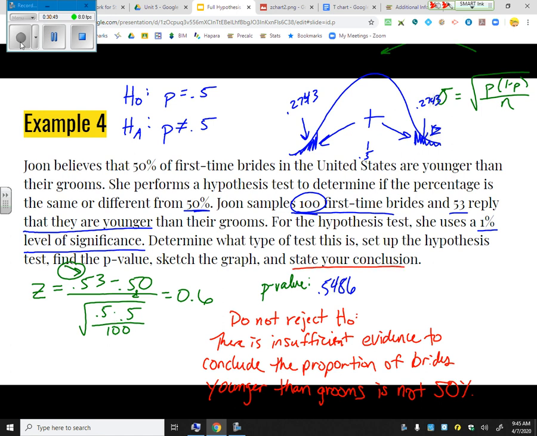I want that sentence at the end. State your conclusion is going to be whether you reject or don't reject, in a sentence that describes it to your mom.